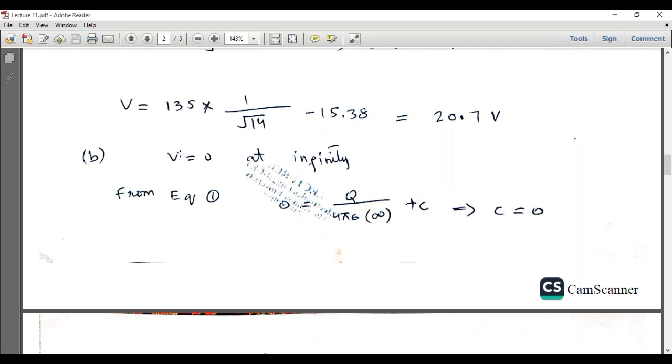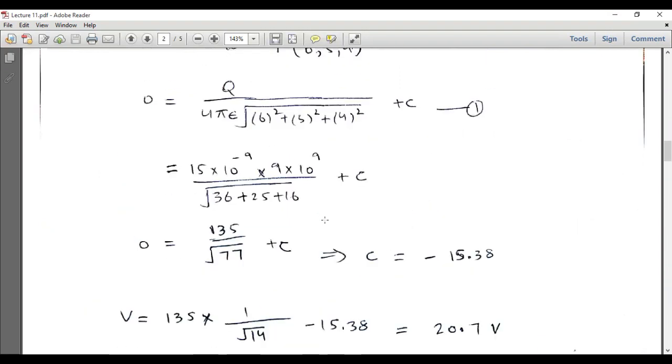In the second part, we are given V equal to 0 at infinity. So we will use this condition in this expression.